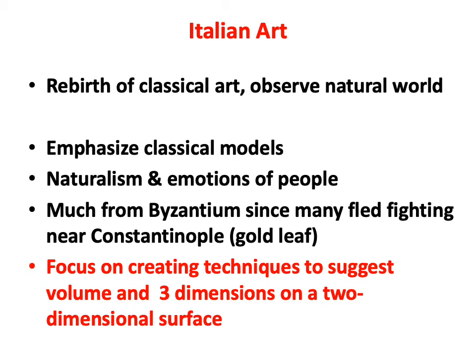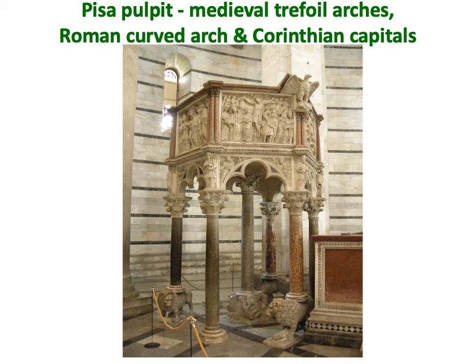There have been attempts at this before, but now, as we'll come to see in the Renaissance, they bring this to perfection. Now, this is the pulpit of a church in Pisa in northern Italy. The pulpit, of course, is where the priest goes to read from the Bible during a religious service. And here we can see several distinct types of art. We can see the medieval trefoil arches, the sort of three arches, which you often see in medieval windows. We can see the Roman curved arch, and we can see the columns, the capitals are Corinthian, which of course is Greek and Roman.